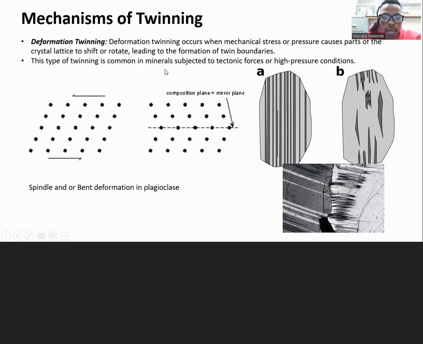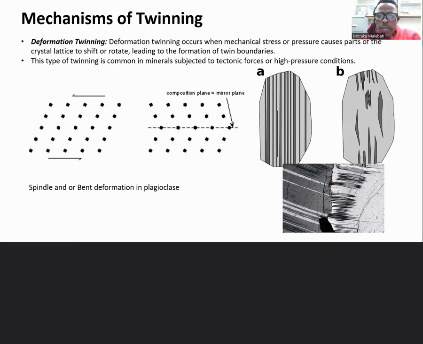So can you now see that deformation twinning occurs when mechanical stress or pressure causes parts of the crystal lattice to shift or rotate, leading to the formation of twin boundaries. So when you are applying this pressure, you are creating what you call the compositional plane or the mirror plane. Now the twinning occurs, because remember, by definition, twinning can be described using what you call twin operations. So when you're applying that pressure, you're going to form this twin plane. This type of twinning is common in minerals subjected to tectonic forces or high pressure conditions.